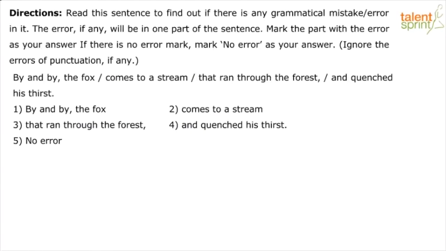By and by, the fox comes to a stream that ran through the forest and quenched his thirst. Right? So, obviously, as soon as you read the sentence, you understand that the entire context is in the past tense. Right? What are your clue words for that? Ran through, quenched. So, because the entire context is in past tense, what do you need to change? There's one verb which is not aligning itself with the past tense. Right? By and by, the fox came to a stream. So, aligning itself with the context, the tense of the sentence.